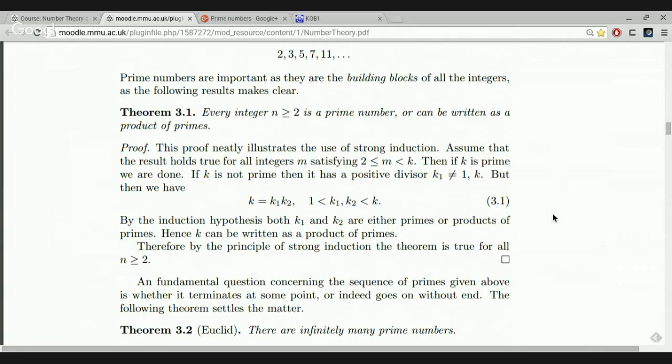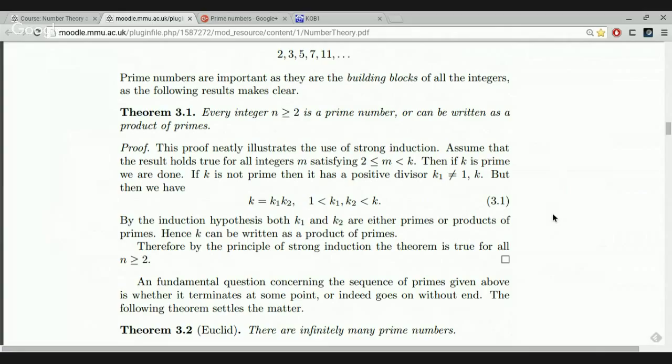Now it's true. Actually, you can see the base case here, because it is true for 2, because 2 is a prime number, so 2 in particular factorizes into primes. 2 is just equal to itself. So you can see that the base case is true here.